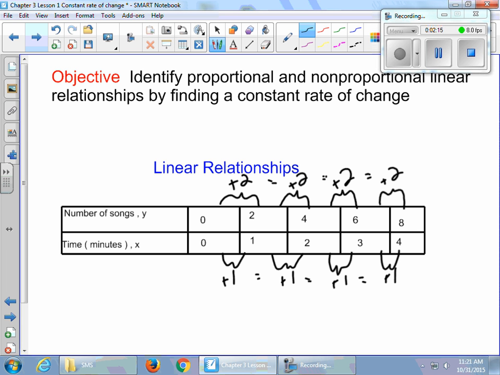You do not compare the number of songs change to the minutes change. You look at that individual one. So time is x, and x has a change of 1. The y has a change of 2. Make sure that's what you're comparing. You're not comparing the minutes and the songs, because those rates do not compare, but they are similar because they have a constant rate.